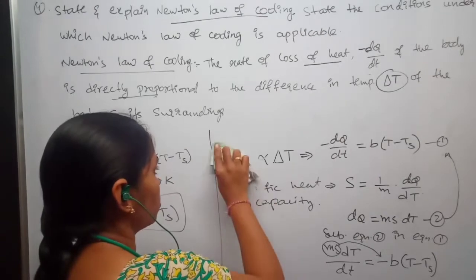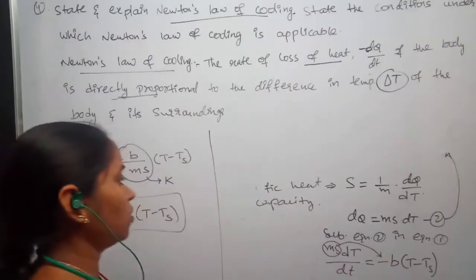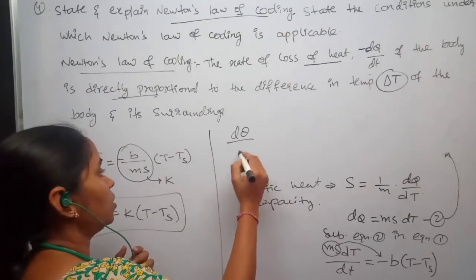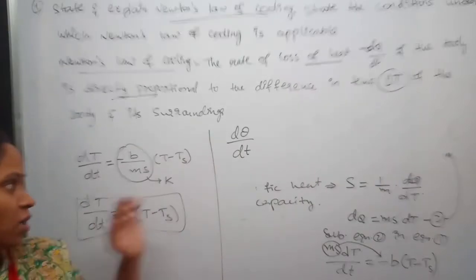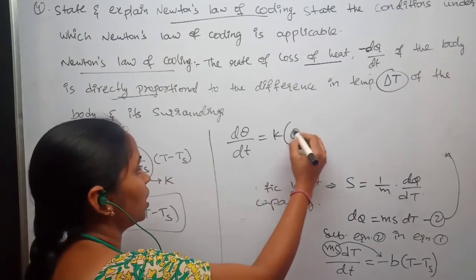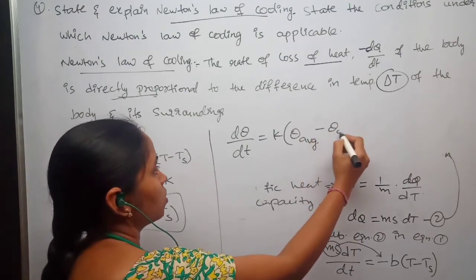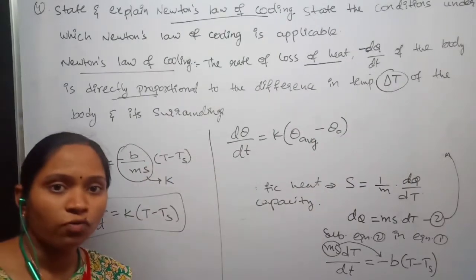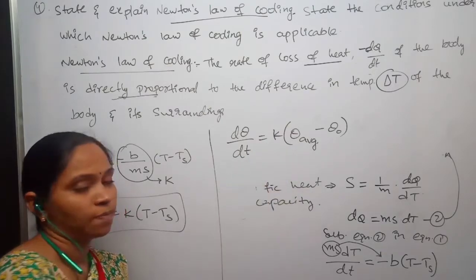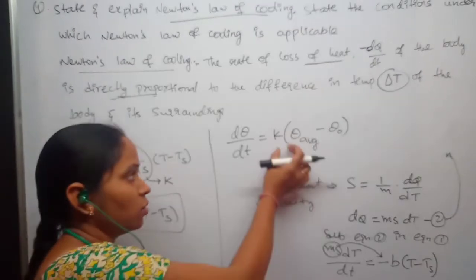Okay, and this equation can also be written as d theta by dt, in place of t I am writing theta, which is equal to k into theta average minus theta naught. While solving problems we use this equation. Don't get confused, I am just rewriting this equation in this form.